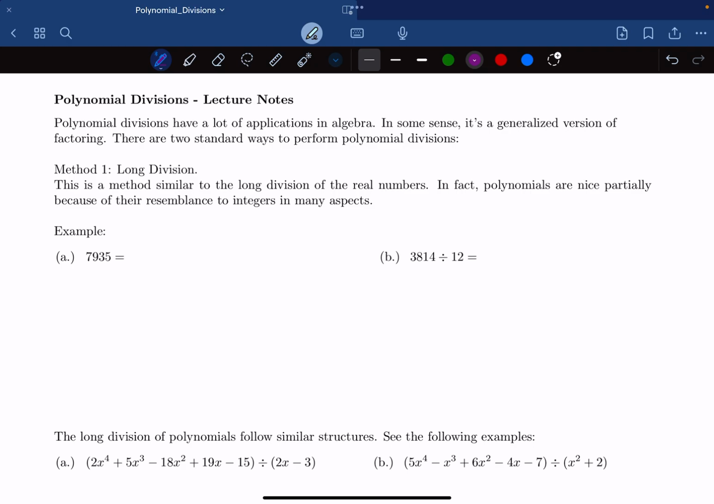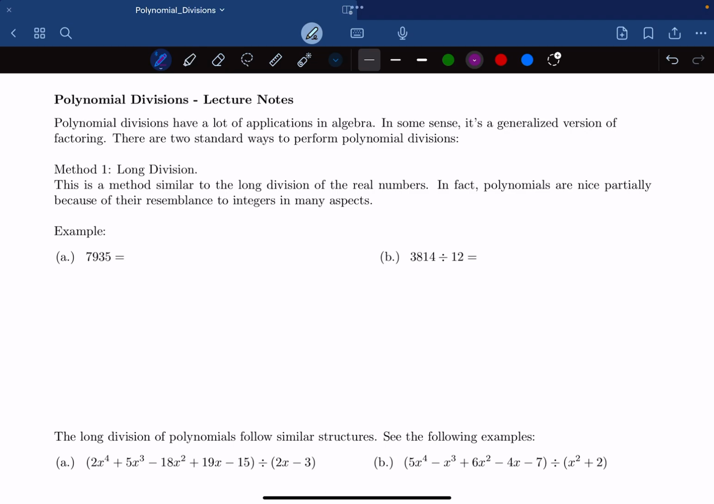Polynomial is really nice in algebra, in mathematics in general, and polynomial is really the function version of natural numbers. It has a lot of properties that are similar to natural numbers, and it behaves a lot like natural numbers.